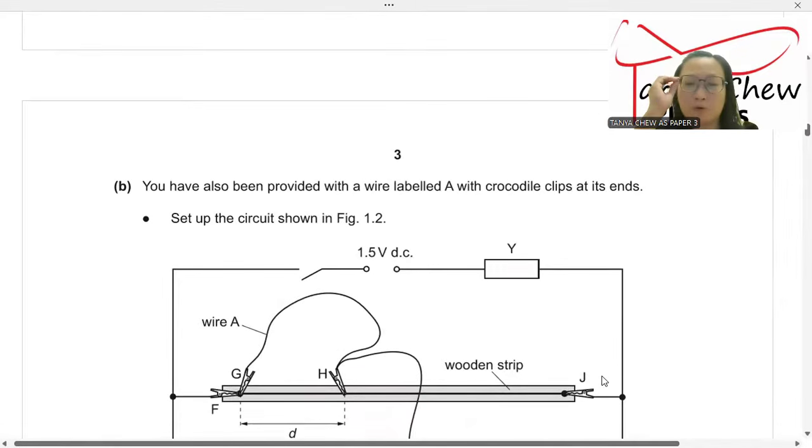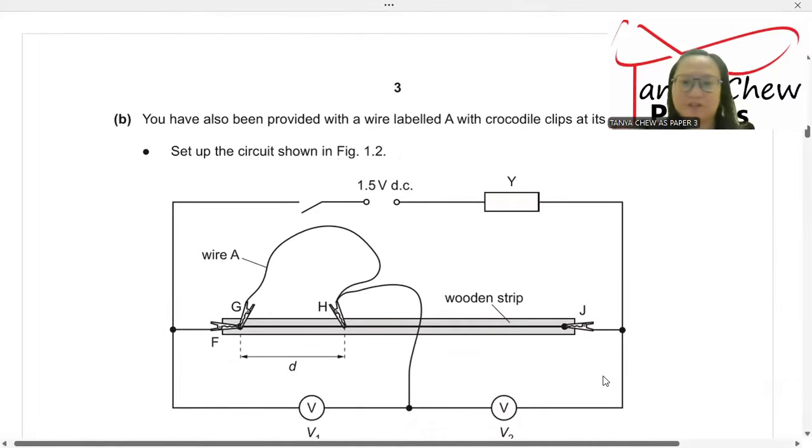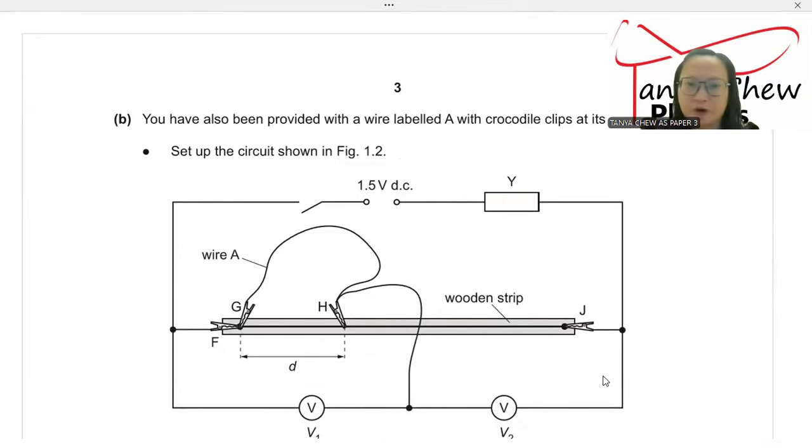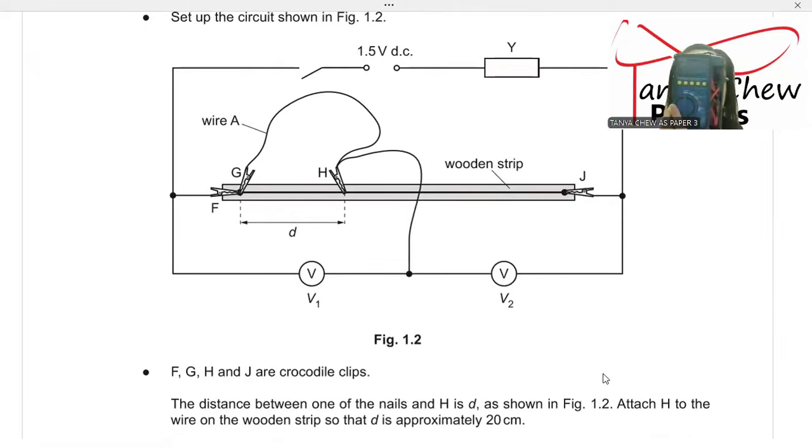B. You have also been provided with a wire labeled A with crocodile clips at its end. Set up the circuit shown in Fig 1.2. So you set out everything, with the crocodile clips, and G, H, J are labeled. The switch is given, and this is 1.5 volt DC. Normally they will give you the power supply, so you just turn it to 1.5 volt. They will be giving you 2 voltmeters. The voltmeter that I have here is called a digital voltmeter, so you can turn to V to measure the potential difference.